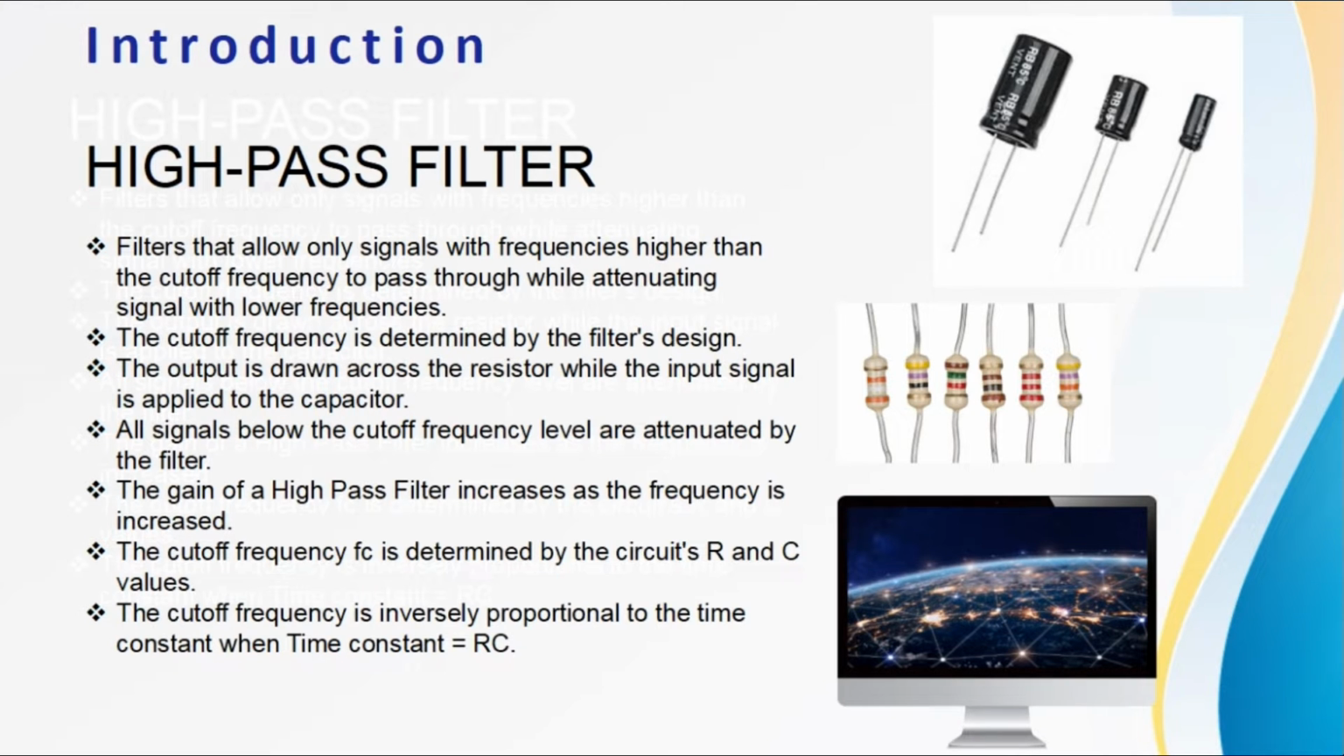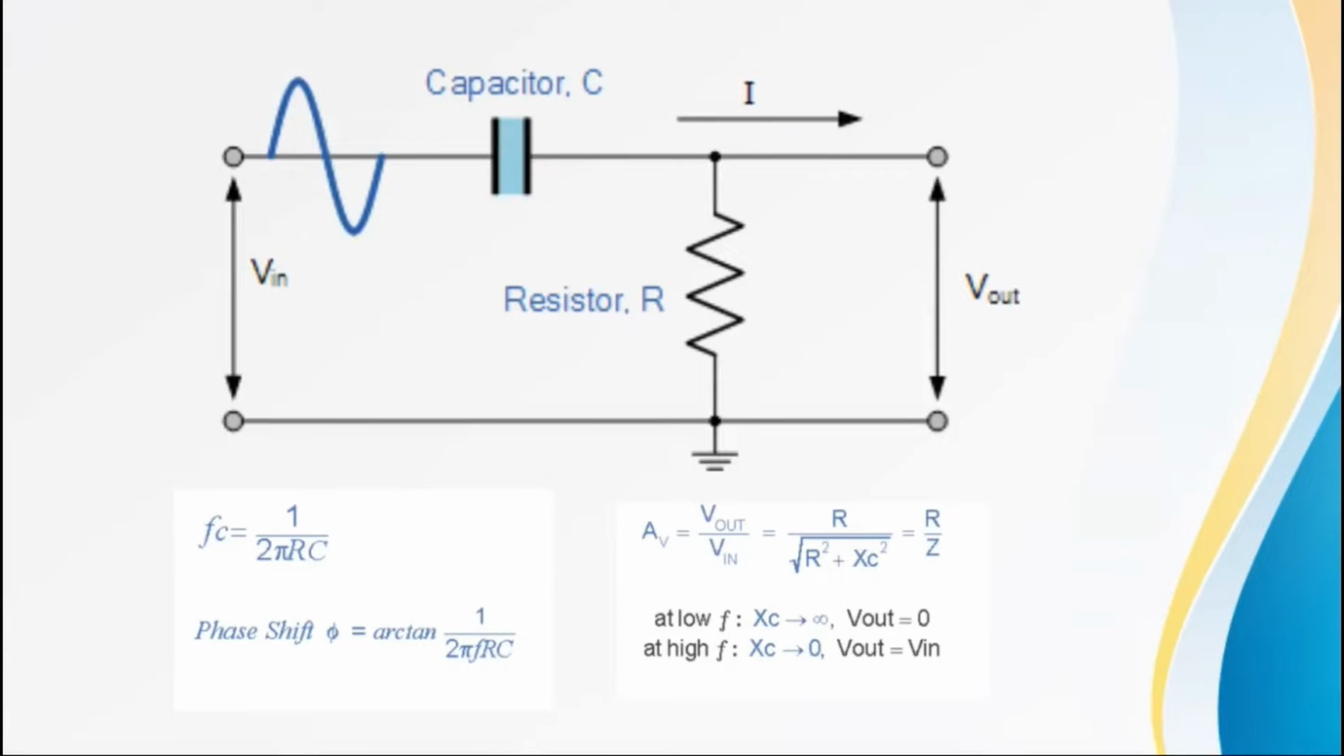The gain of a high-pass filter increases as the frequency is increased. The cut-off frequency FC is determined by the circuit's R and C values. The cut-off frequency is inversely proportional to the time constant, where the time constant is equal to RC. This is an example of a high-pass filter circuit.